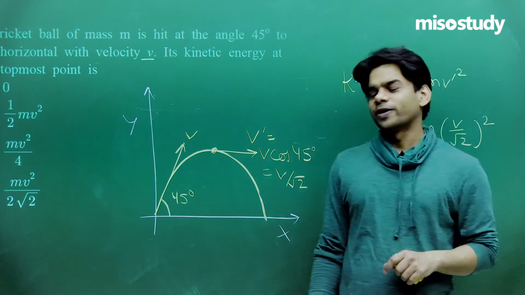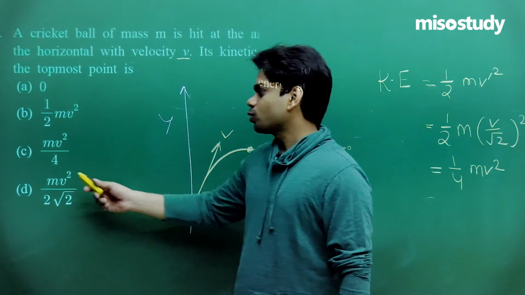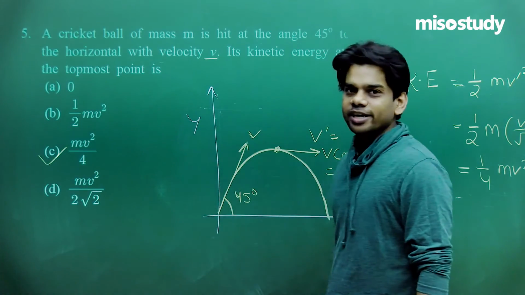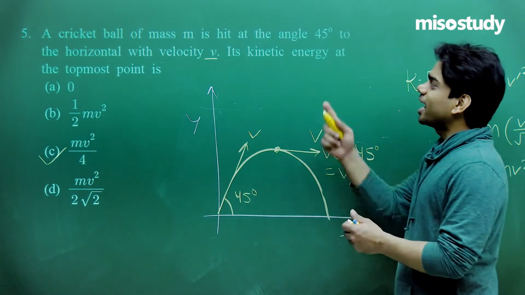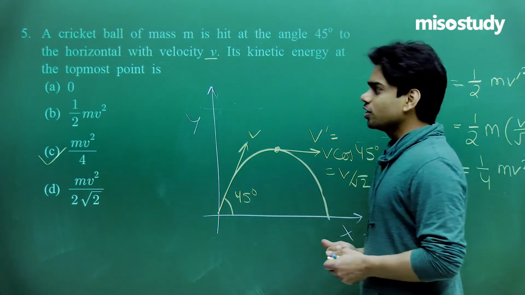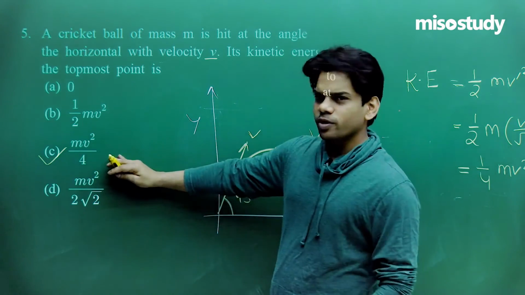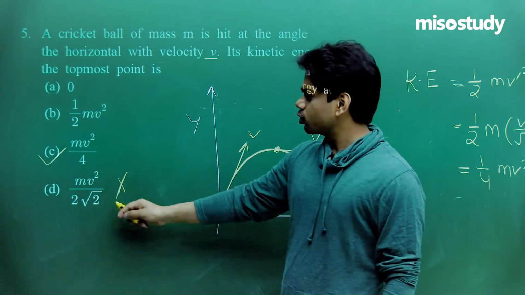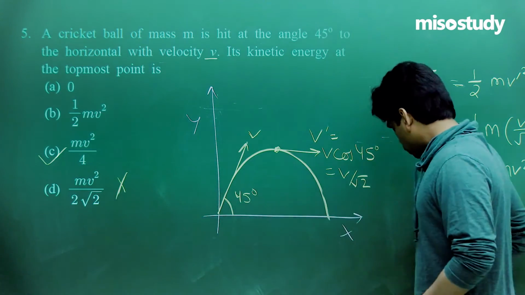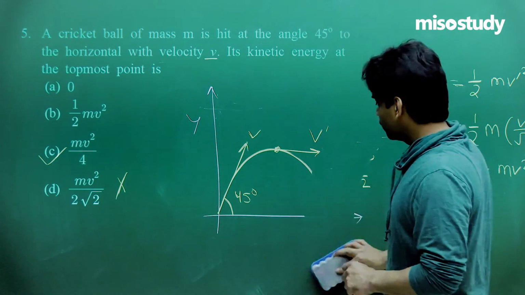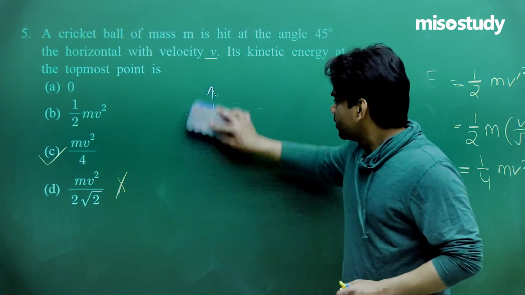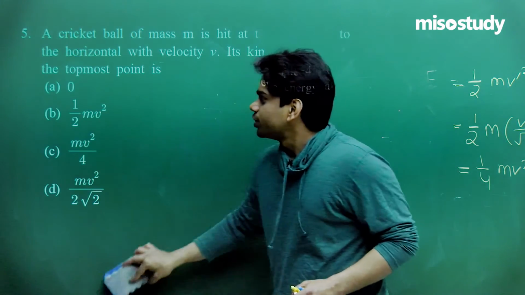That is, kinetic energy is going on reducing. It will be 1 by 4 mv square. So option number C. Just check it. mv square by 4, that is the kinetic energy at the topmost point. It's not 0. It's not half mv square. It's 1 by 4 mv square. It's not mv square by 2 root 2. So don't make such mistakes. This is how you have to solve such kind of question. Let's go to the next one.